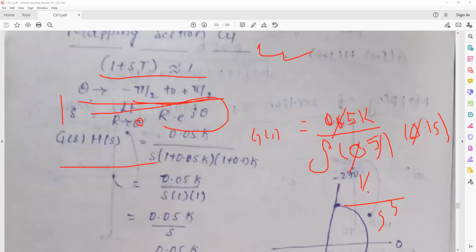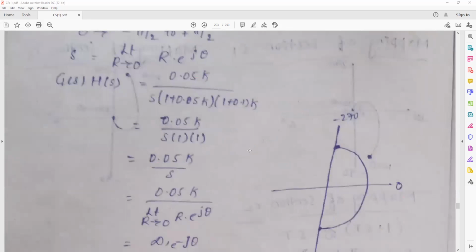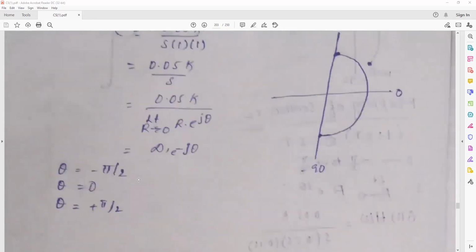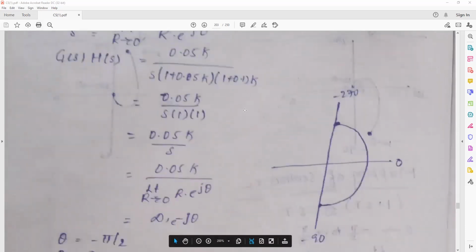So G of S, H of S is 0.05 K by S into (1 plus 0.5 S) into (1 plus 0.1 S). So 0.05 K by S. The S value is taken as limit R tends to 0, R into e power j theta, from minus 90 to plus 90. These are the four mapping sections. So this is the Nyquist stability criterion. If you have any doubts, please ask once.